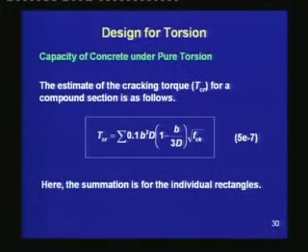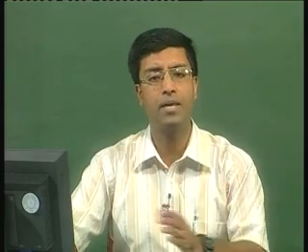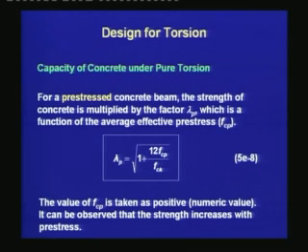The estimate of the cracking torque Tcr for a compound section is as follows. Tcr is equal to the summation for the individual rectangles of 0.1 times b square d within bracket 1 minus b divided by 3d times root over fck. Thus, once we calculate the capacities of the individual rectangles, we can sum them up to get the total capacity for the compound section. Remember that the b and d values are for the individual rectangles.